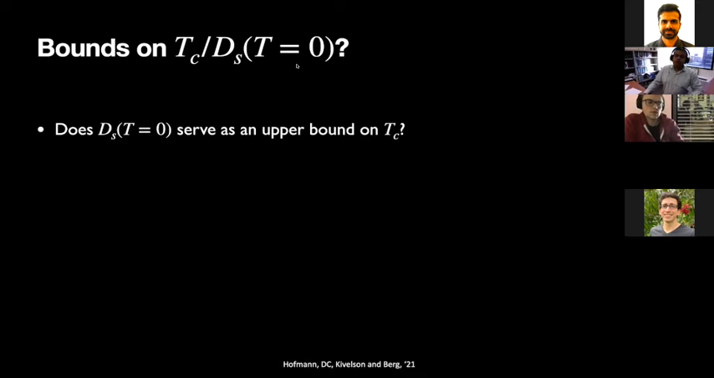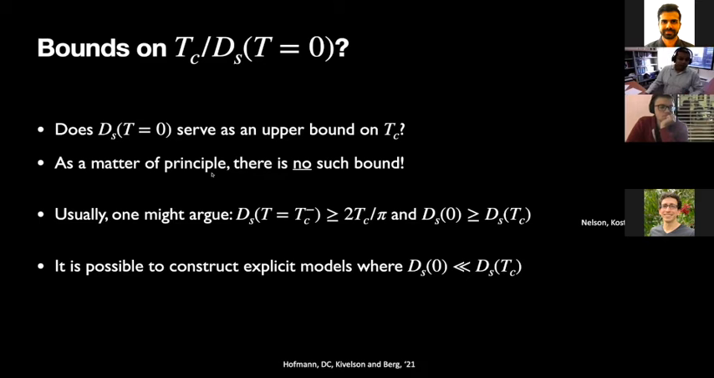And even though it sounds to be true from a very intuitive point of view, one should remember that this quantity itself does not determine TC. Okay, and so there's no reason why this should serve as any upper bound on TC. And the reason for that is as follows. Well, first, I would like to argue that as a matter of principle, there is no such bound because one can cook up counterexamples where this is definitely not the case, meaning you can violate this ratio, or rather you can make this ratio as large as you wish.